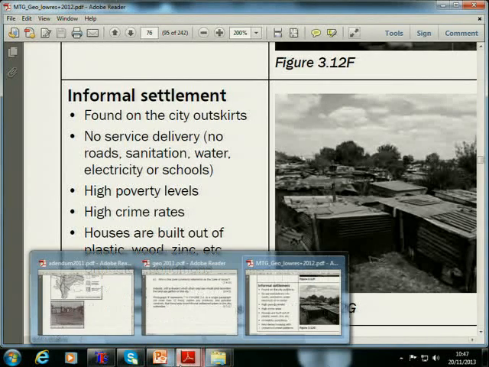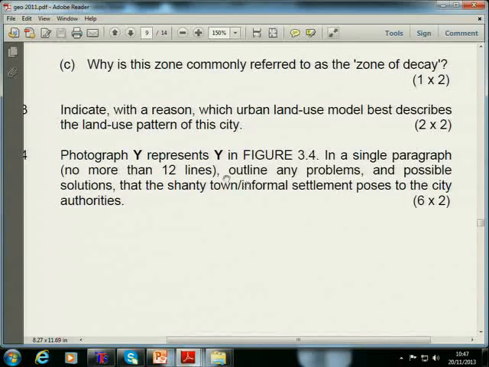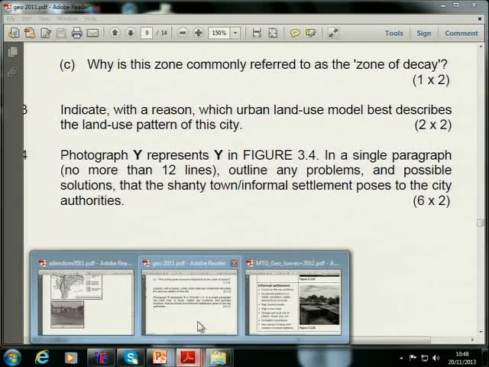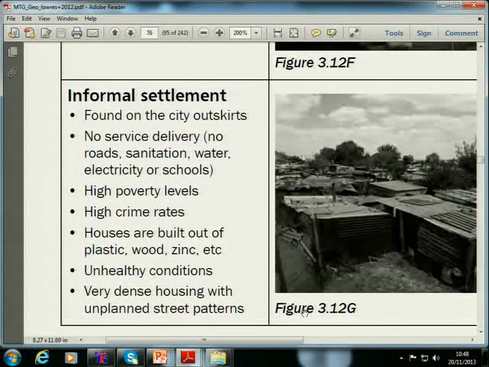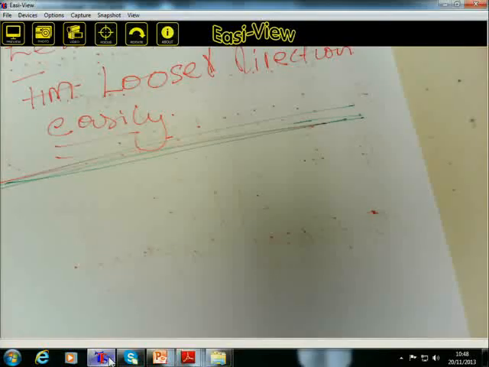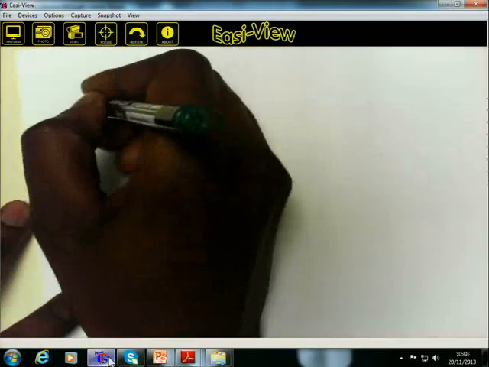But let's go back to the question. It also says you outline any problems and any possible solutions that you think we can afford, or we can really apply to solve these problems that these people have in the informal settlement. Now let's think, what are the possible solutions here? Obviously, I would go for solutions.